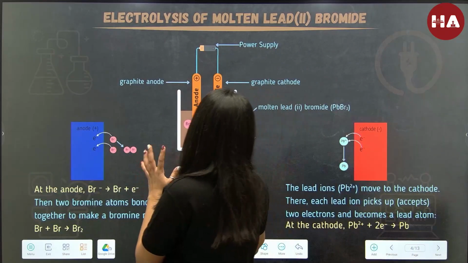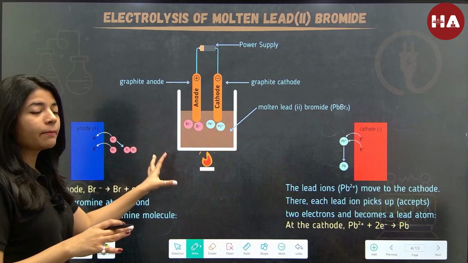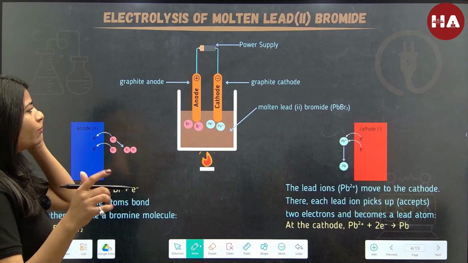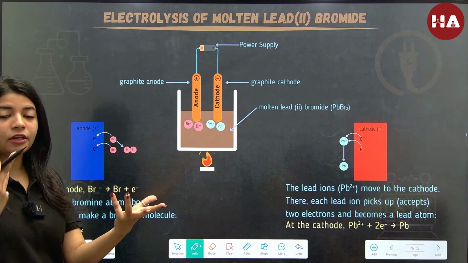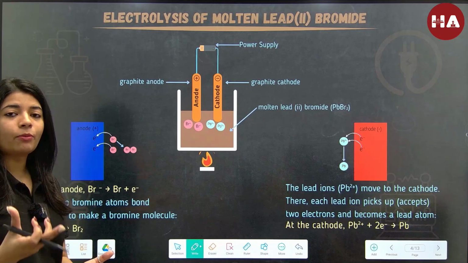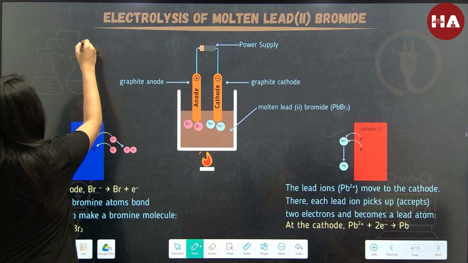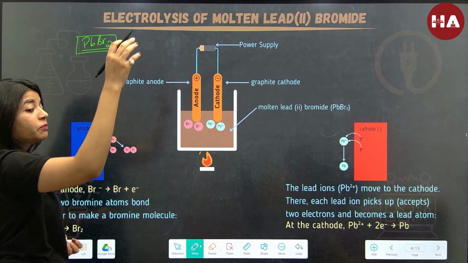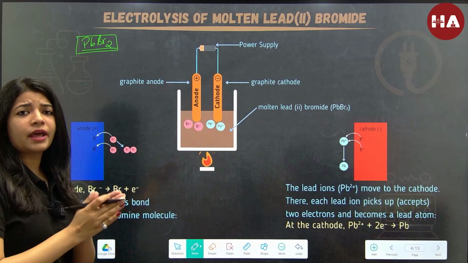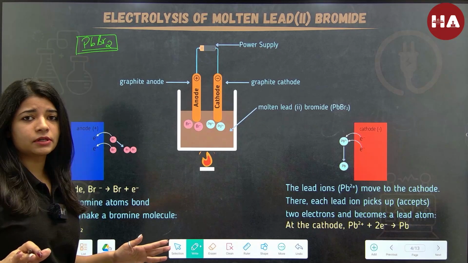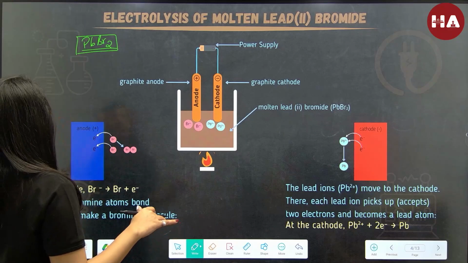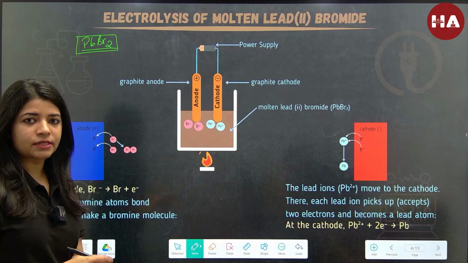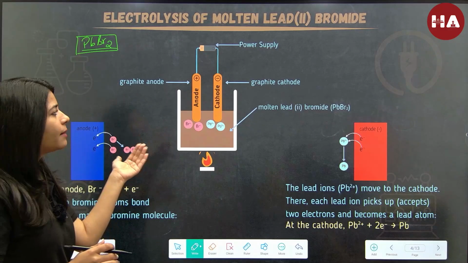So this is the setup wherein we have to do the electrolysis of molten lead bromide. Lead bromide is a metal and non-metal which combine together to form an ionic compound. This is the first thing you should know: PbBr2 is nothing but an ionic compound. From the previous part, we already know that a solid ionic compound cannot conduct electricity, right? We have to either melt it or dissolve it so that it can conduct electricity. It is an example of an electrolyte.